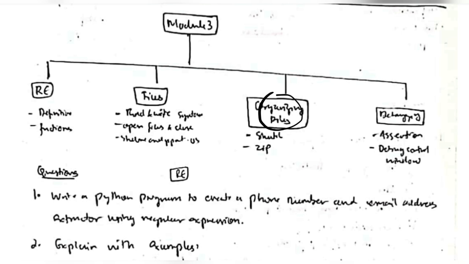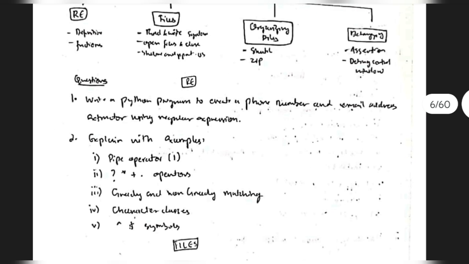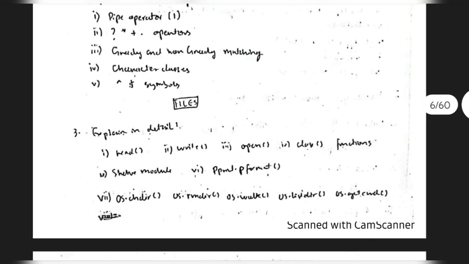In organizing files you have just 2 things, tuple module and zip module. In debugging also 2 things, assertion and debug control window. Okay, so let's get started. The first question is, write a Python program to create a phone number and email address extractor using regular expression.